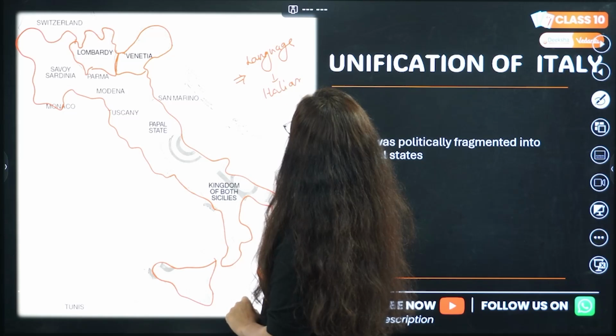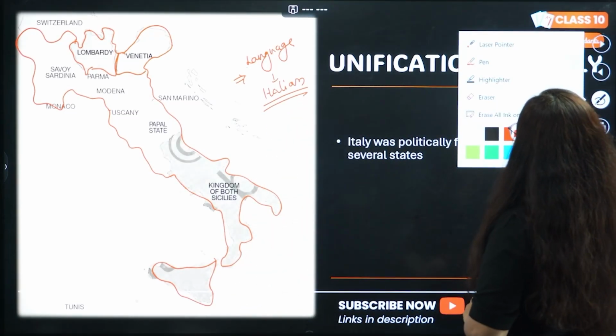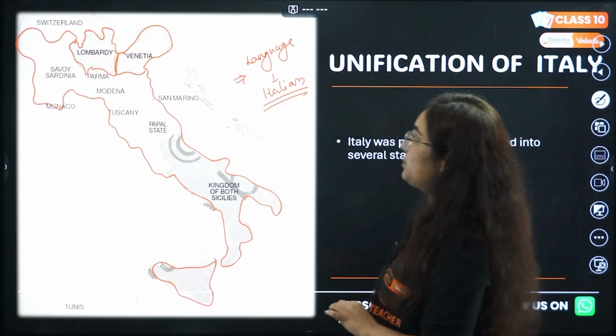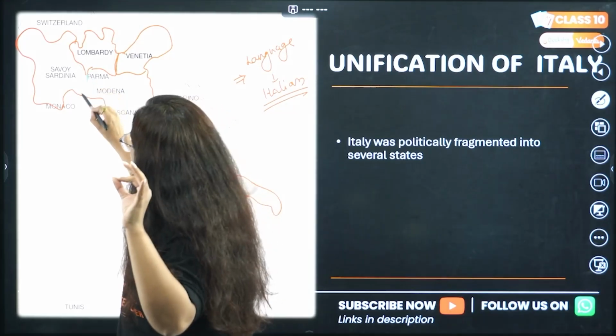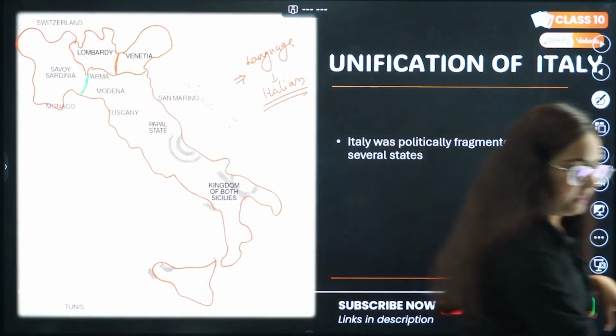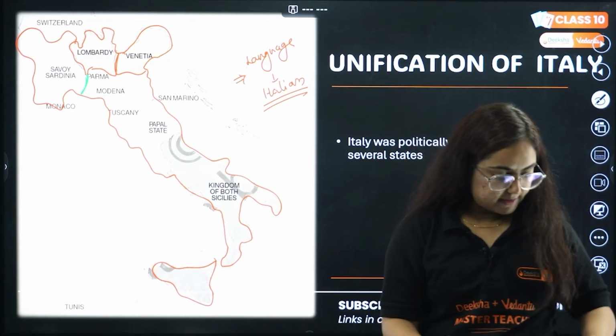This was the only common thing, maybe the common descent as well. But it was politically divided into several states. This region was politically divided into what? Several states. This is known as Sardinia Piedmont. Pay attention. This is known as what? Sardinia Piedmont.